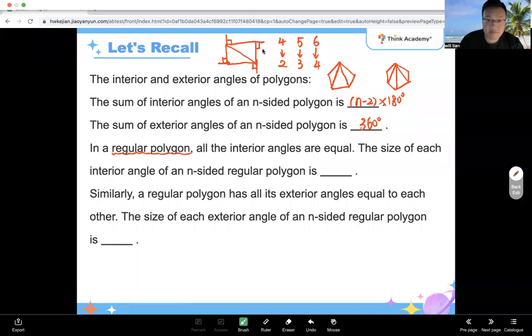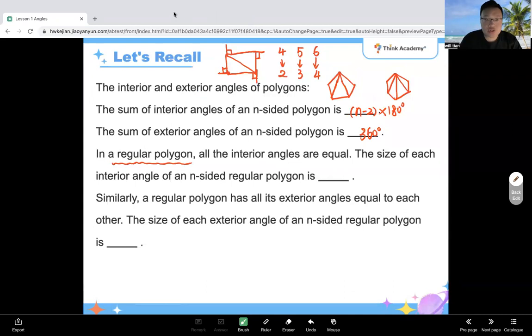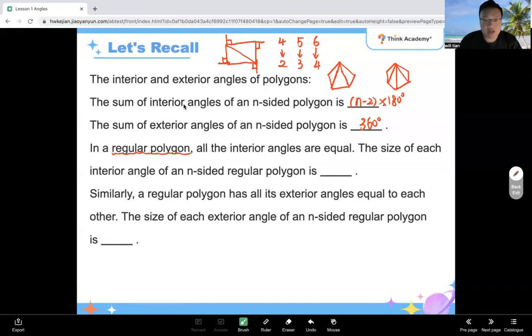A regular polygon, all the sides are the same, and the angles, but in an irregular one, it can be different. Yep. So in a regular one, all the sides equal each other, and also all the angles equal each other as well. Okay. So that means we can just use division to find the size of each interior angle.